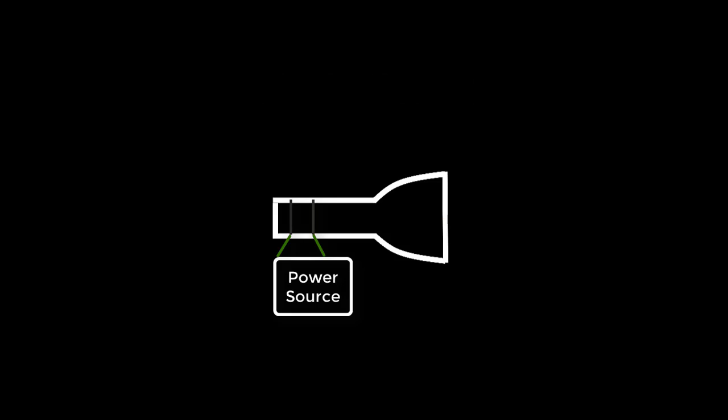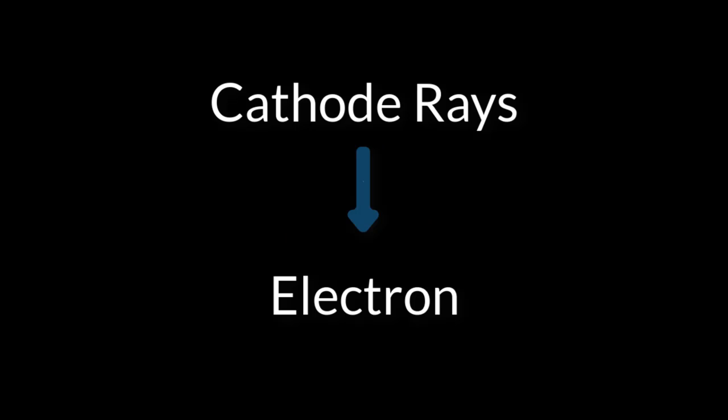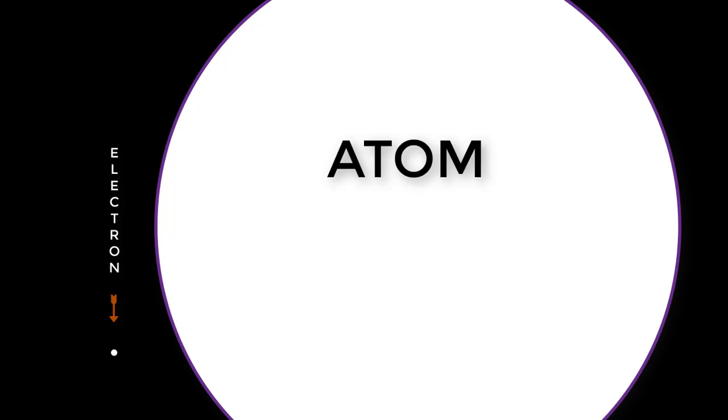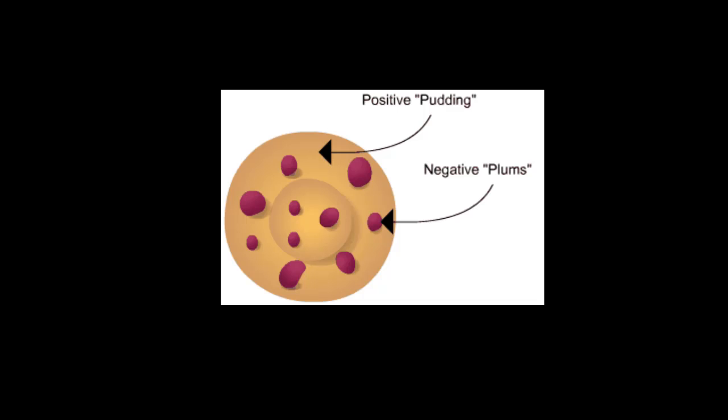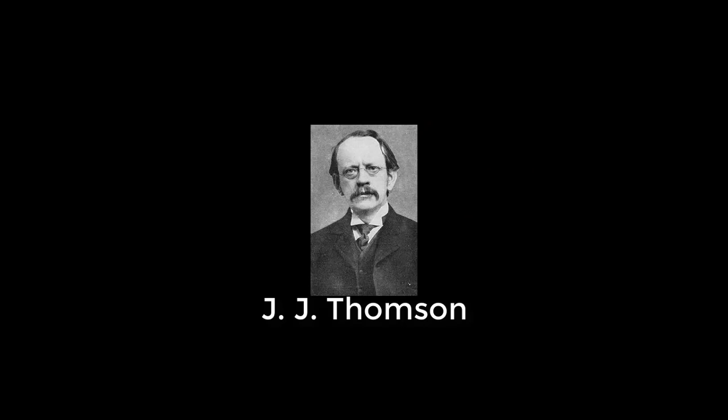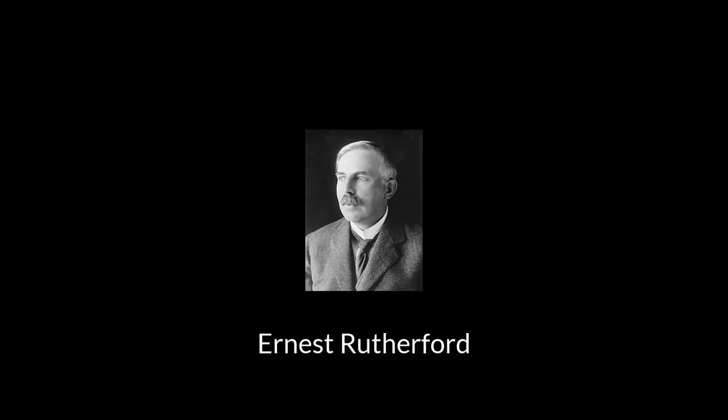To test what charge the ray had, he put a negatively charged magnet on one side and a positively charged magnet on the other side. He shot the ray again, and it bent towards the positive magnet. This signified that the cathode ray was negatively charged. Cathode rays were eventually renamed to the more familiar electron. Thomson believed that the electron was thousands of times smaller than the atom. He created the plum pudding model, proposing that the plums scattered within the atom were negatively charged, and the pudding was positively charged. J. J. Thomson had a student, Ernest Rutherford.